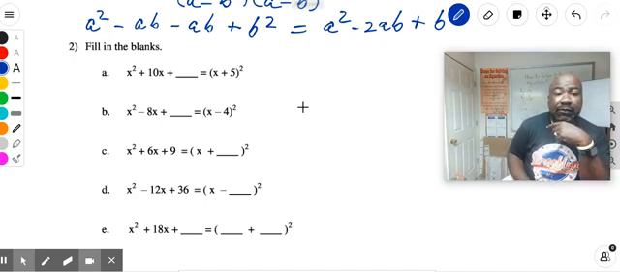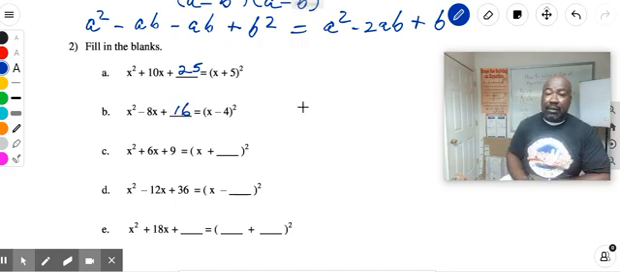Now, as I shared before, if you take half of b and square it, half of 10 is what? 5, and 5 squared is just 25. And if you take half of 8, it's just 4, or negative 4. Negative 4 squared is 16, right? Because a negative times a negative is positive. And this right here is your negative 4. Negative 4 squared is 16.